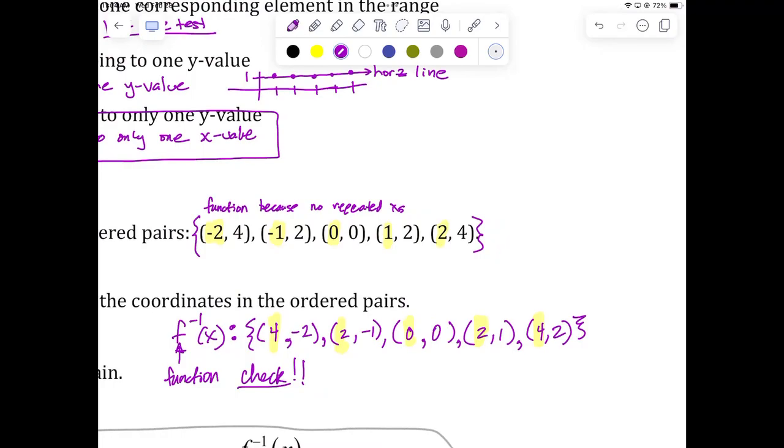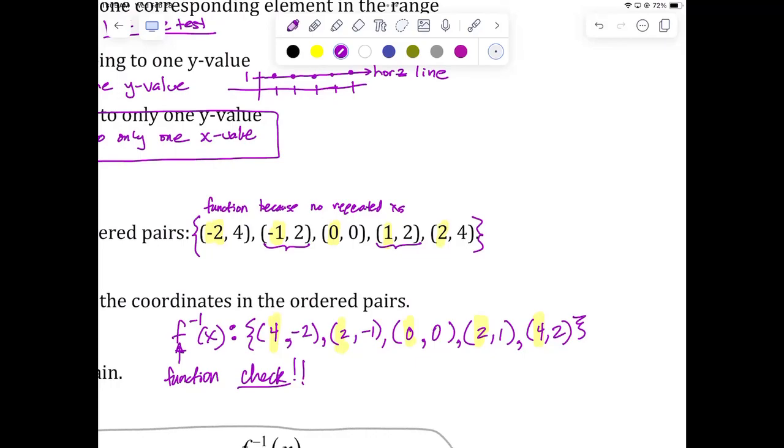I have to go back up to the original. Who are the two culprits? Well, this one guy here. The negative 1 mapped to a 2, and the 1 also mapped to a 2. You can decide, if it's a set of ordered pairs, which one to keep and which one to get rid of. It's up to you. I need to restrict the domain, so I need to get rid of one of those. Which one do you want to get rid of?